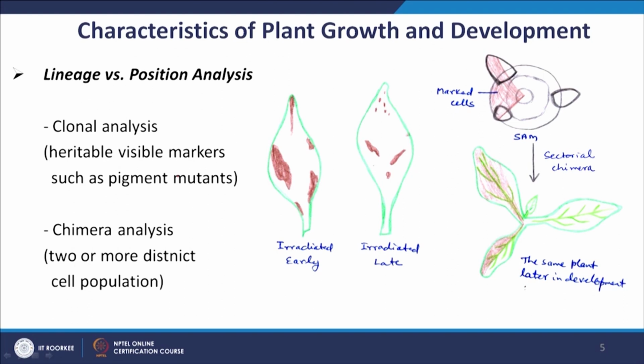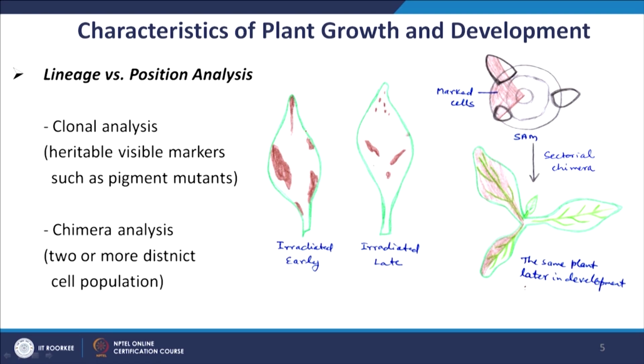And one way of doing it is the clonal analysis. In clonal analysis, we use a heritable visible marker such as pigment mutants. For example, if you take a plant or any part of the plant and mutagenize it, or expose it to some kind of mutagen, and try to find a mutant where some cells lack some kind of pigment, let us assume chlorophyll.